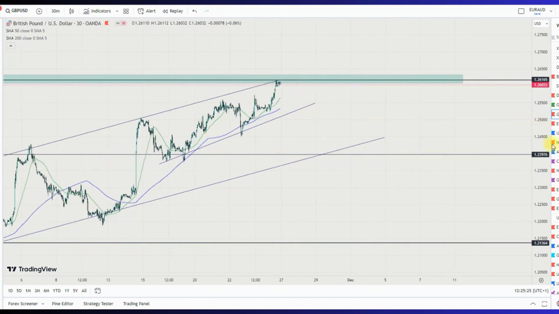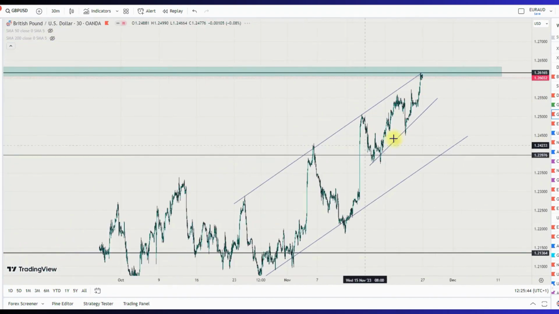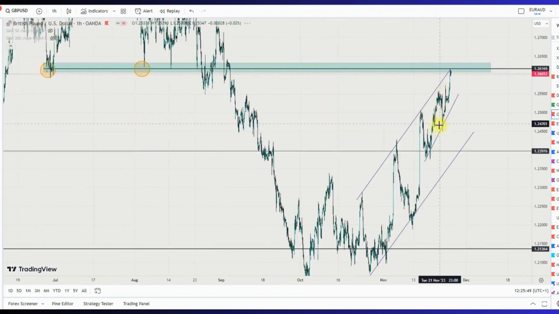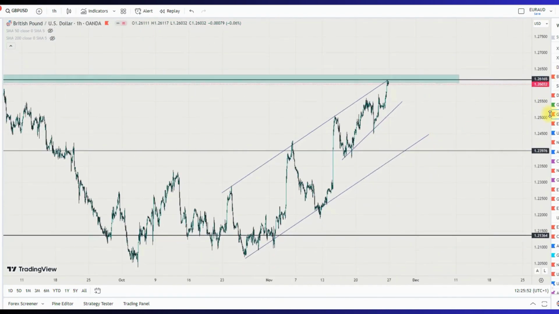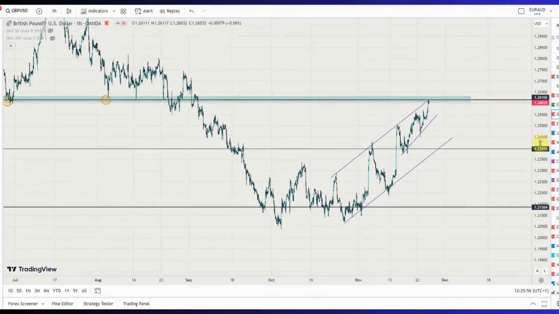But if price closes, this is the 30 minutes right here, if price actually closes below this moving average, then we are coming back to 1.23976. So let's eliminate the moving average. What I'm actually looking for here in pound USD is for price to reject to the downside at this level. This is the level I'm looking at, this level right here.